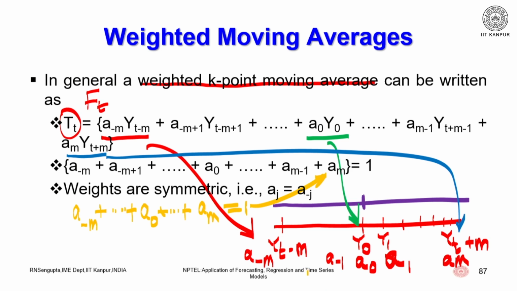Now, if I want symmetric weightages, which would mean that the weightages you are going to give corresponding to A suffix minus M and A suffix plus M should be of equal value. And if you extend your thought process and analyze, it will turn out that you are giving equal importance to the values.